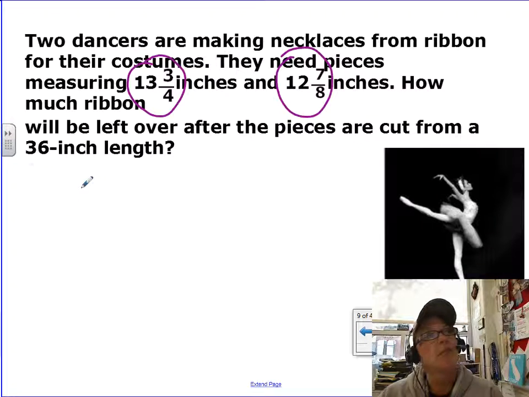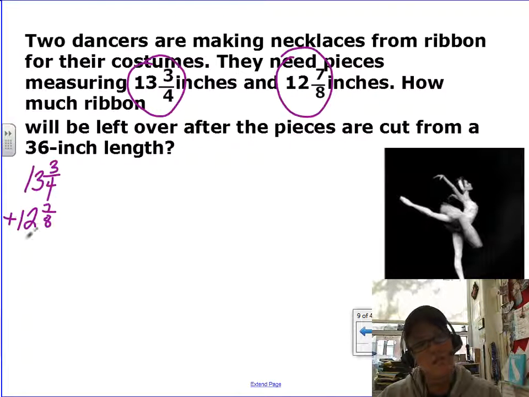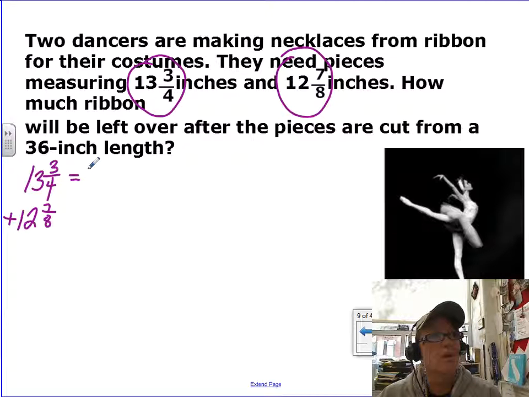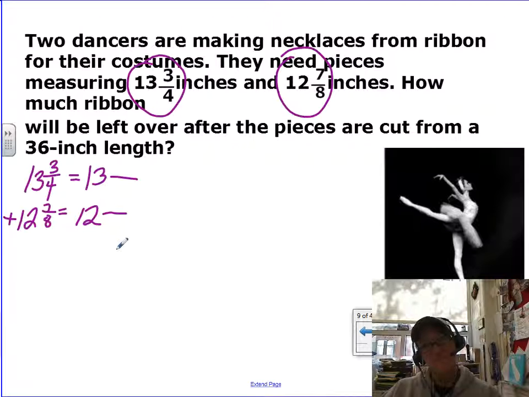Okay, so first things first is we need to add these two together. 13 3/4, 12 7/8. I've got to add these. Because everything's positive here and we're adding, I'm not going to switch into an improper fraction. This one, it'll be okay. If you wanted to, okay, but you're going to have awfully large numbers. I'd say keep 12 and 13 and let's just deal with 3/4 and 7/8.